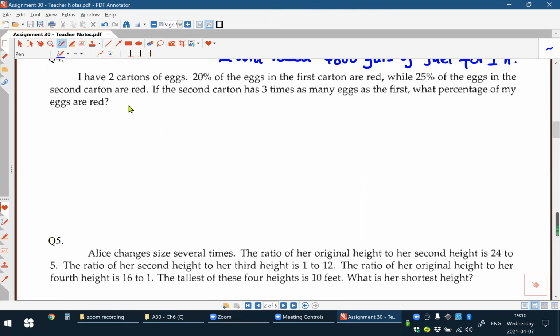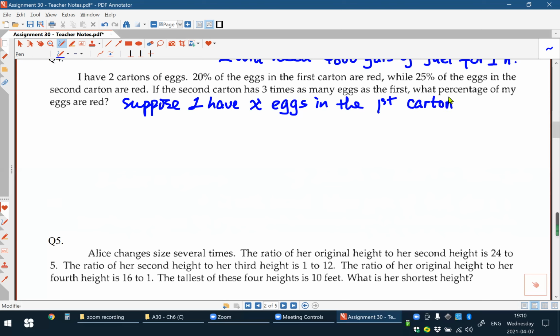Okay, so suppose I have X eggs in the first carton, because we don't know the total number of eggs, right? So we just use an X to denote the total number of eggs in the first carton.